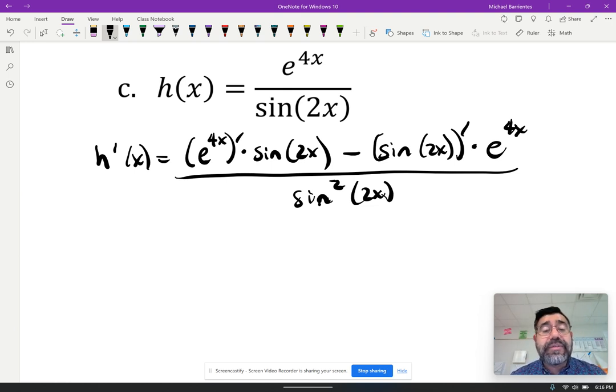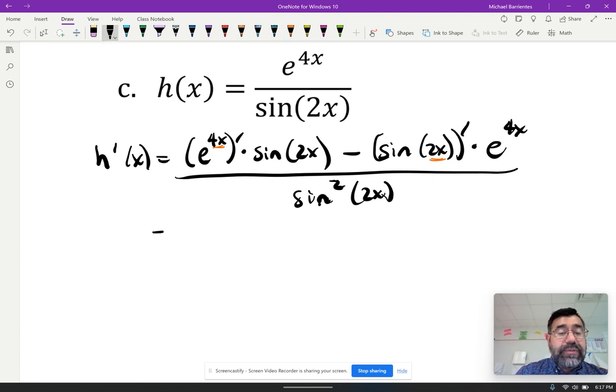To finish this derivative, I've set up the quotient rule. I just need to find this prime and this prime. But both of those primes involve a chain rule. They involve a chain rule because I have an outer function and an inner function. So that's going to require me to do the chain rule.